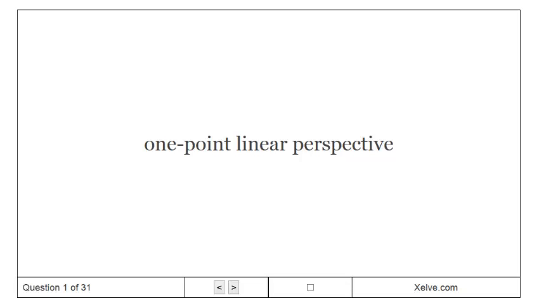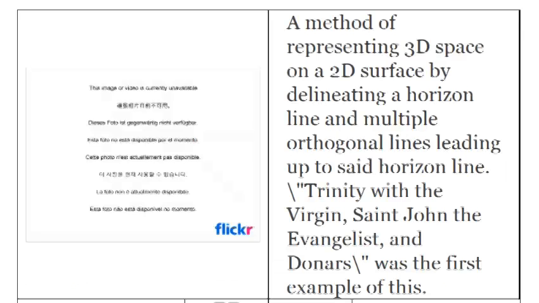One-point linear perspective. A method of representing 3D space on a 2D surface by delineating a horizon line and multiple orthogonal lines leading up to said horizon line. Trinity with the Virgin, Saint John the Evangelist and Donors was the first example of this.